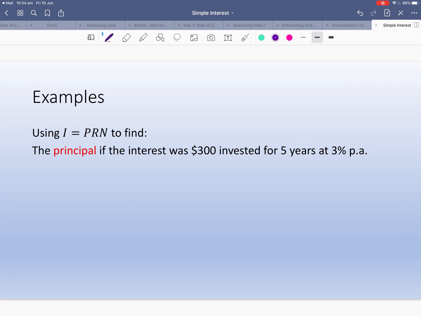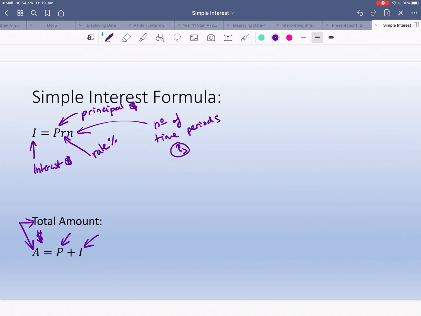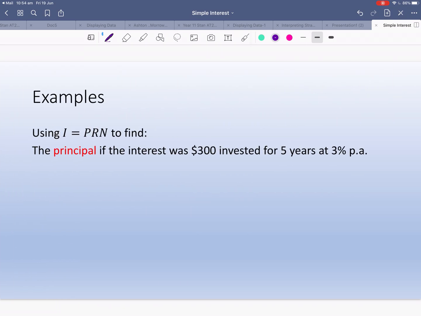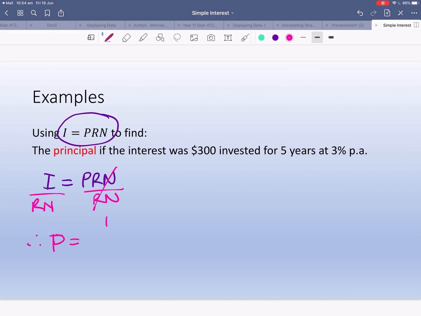It says find the principal. Now this goes back to the success criteria here, and I'll talk about it really soon. To find the principal, we need to rearrange this formula to get P as the subject. So I'm just going to write that down. The way we do it is I'm going to divide by RN to get that out here. Therefore, our P is equal to I over RN.